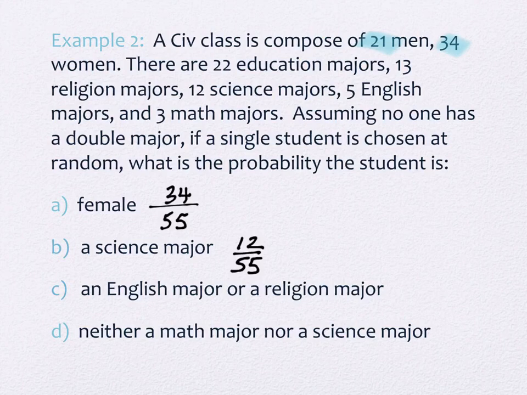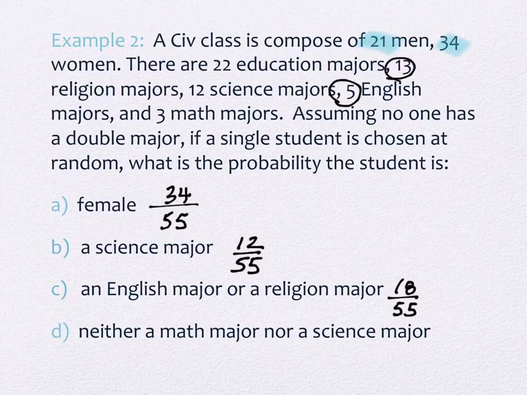How about an English major or a religion major? 18. So where did the 18 come from? It was the 5 English majors and the 13 religion majors. Cool. So again, that's why I needed to know that there's no double majors, right? Or I wouldn't be able to do that. These are mutually exclusive categories.